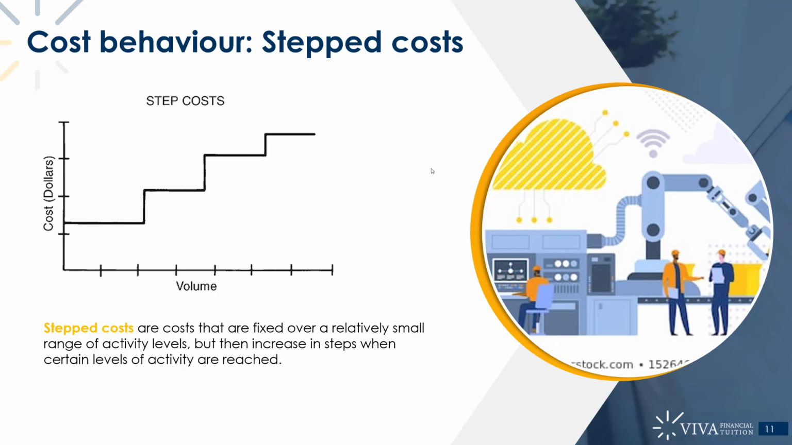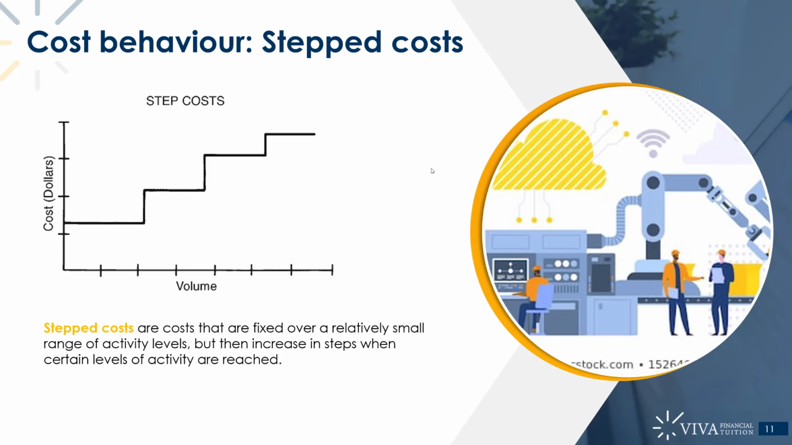So a stepped cost changes in relation to a range of activity. It's not directly related to each unit produced, but a quantity of units being produced. That's why it's called a stepped cost. If you imagine a stairs, it goes up at a certain range and then flat and then up again, continually going up like a set of stairs.